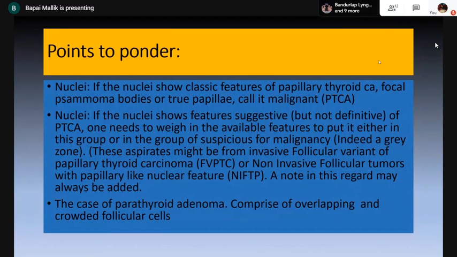If the nuclei show features suggestive but not definitive of papillary thyroid carcinoma, you see some features, because you know papillary thyroid carcinoma follicular variant usually does not show the usual classical nuclear features. One needs to weigh in the available features to put it either in this group or in the group suspicious for malignancy. These aspects might be from invasive follicular variant of papillary thyroid carcinoma or non-invasive follicular variant. One of the changes which have come in the second edition of Bethesda is a note mentioning that these could be the possibilities. Could be tricky. And of course, not to forget the case of parathyroid adenomas.